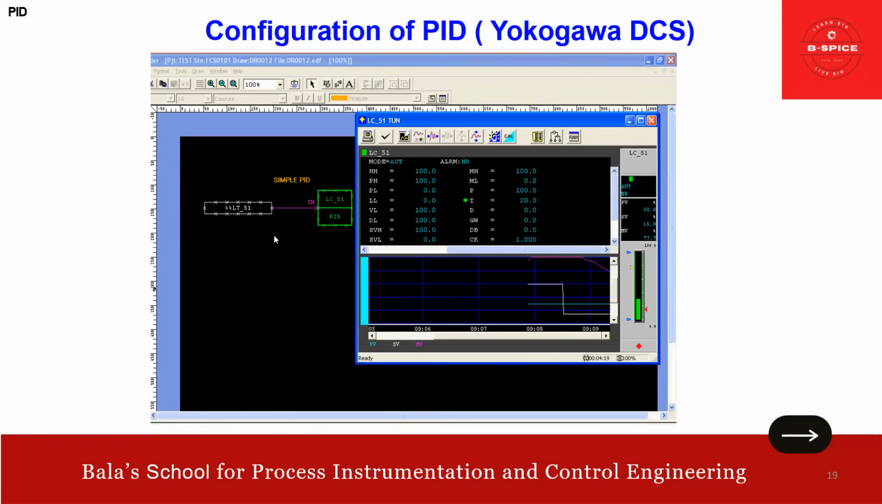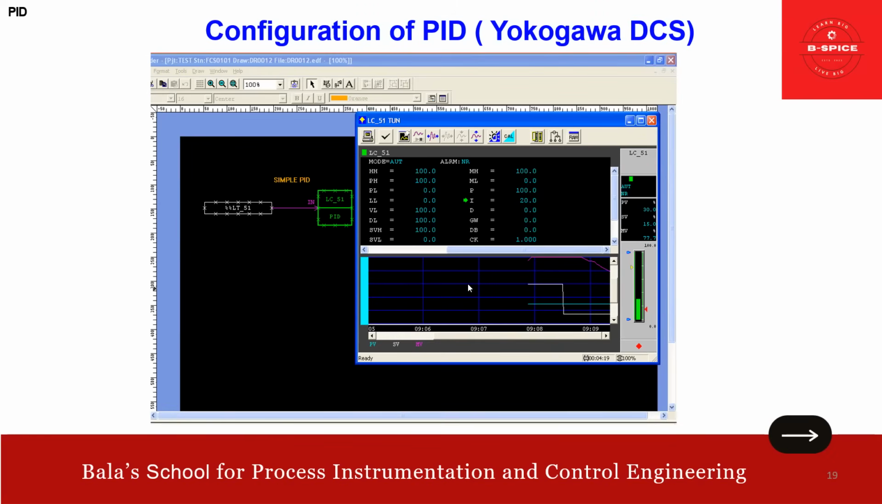Now, what is inside? This is another typical example, LT51, a typical LT level transmitter. There is a connector to the PID block LC51. You can see here the mode, high, low, low, velocity limiter, set value high, set value low, all of these are PID. You can see here P is 100, I is 20, D is 0, right? All the terminologies are there. So this is the typical example of a PID configuration.